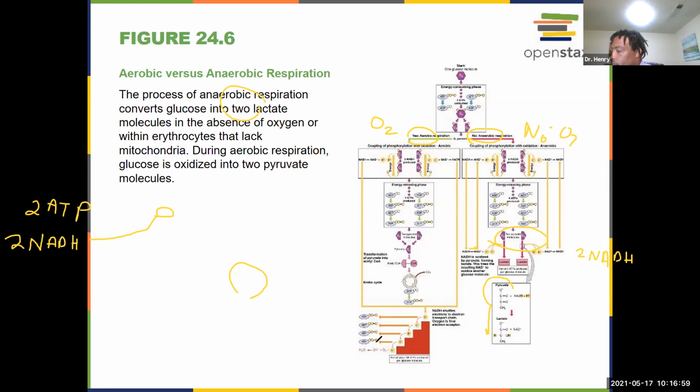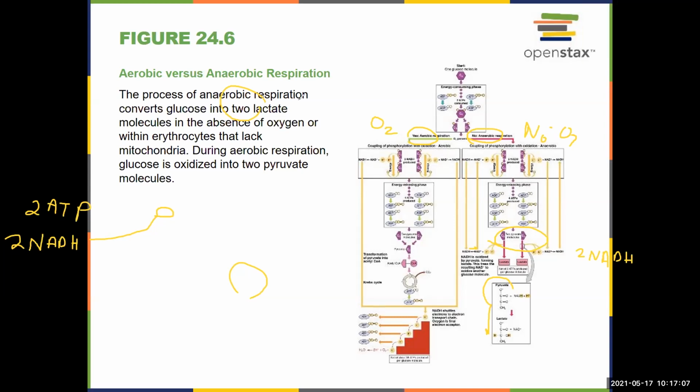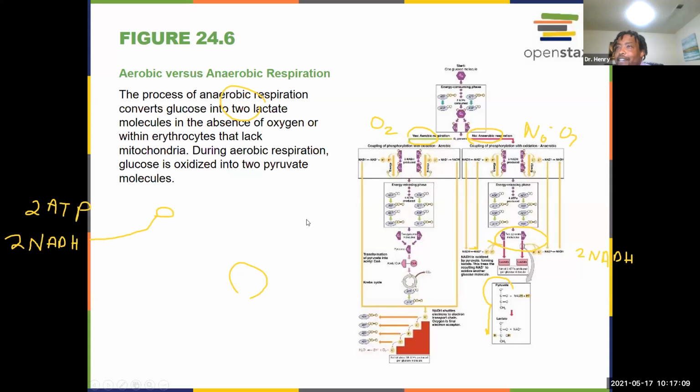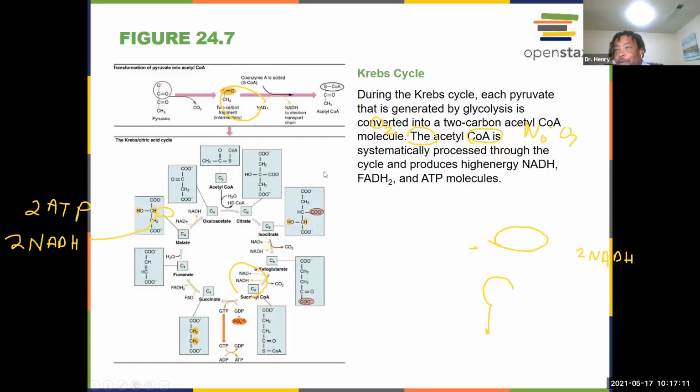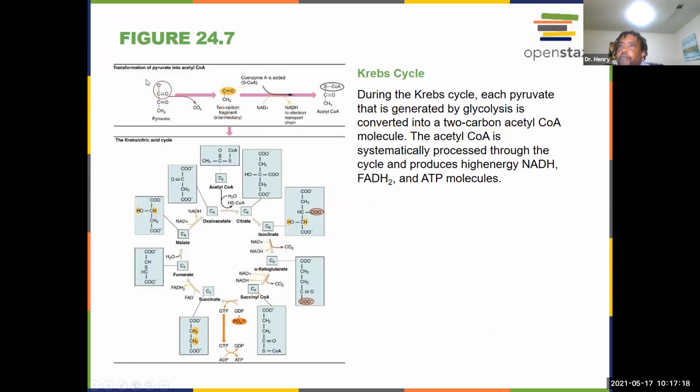Mm-hmm. So are you with me so far? Yes. I know it's a lot. Are you getting tired? Can't be getting tired already. Because now we get into the Krebs cycle. Now, in the Krebs cycle, there are a lot of things that are going to be happening. I'm going to clear the screen a little bit.